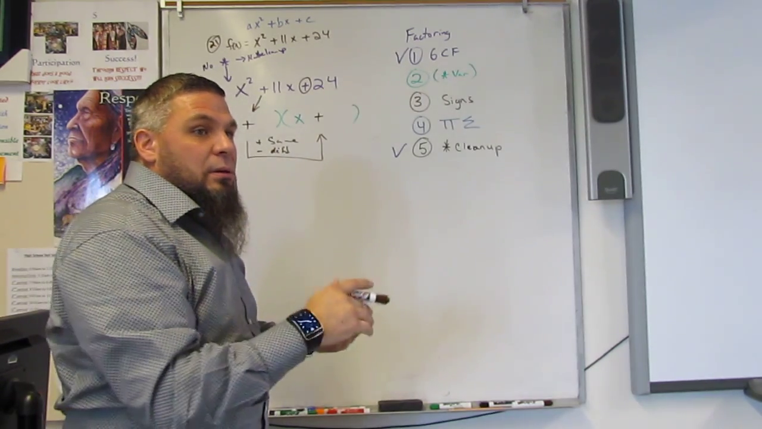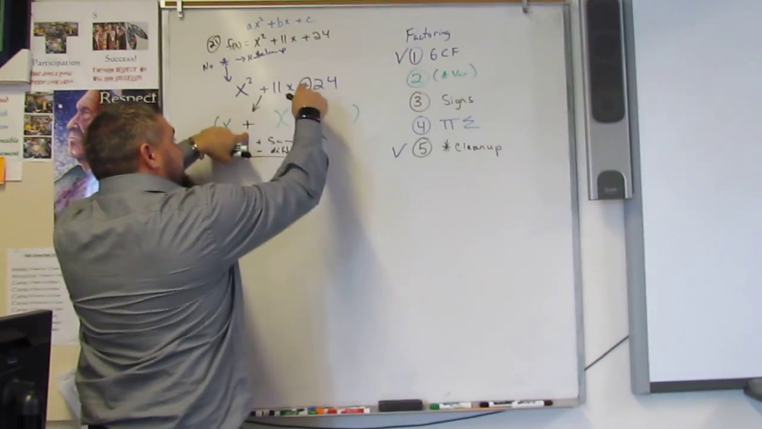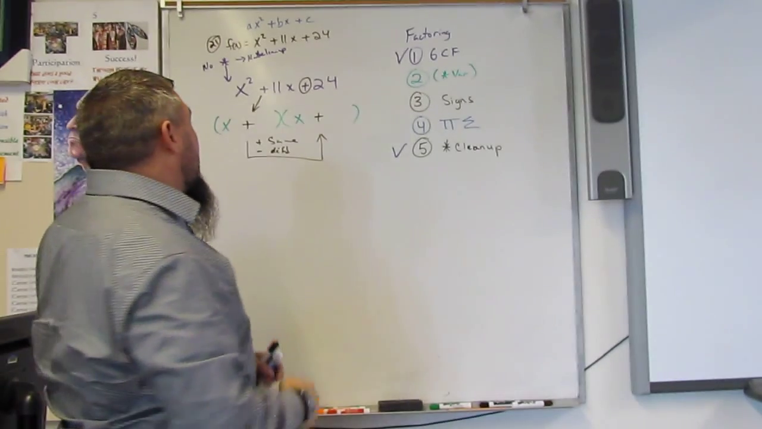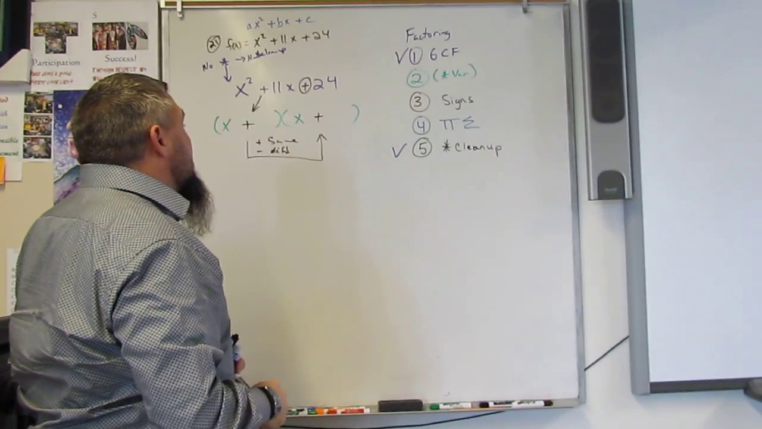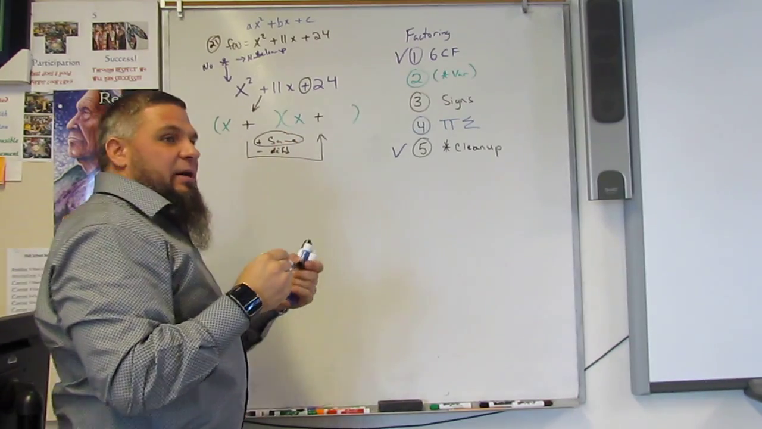And that's based off the second sign. The second sign tells me if these are the same or different. Okay? Now, so I might want to circle. Hey, that's how I figured that out.